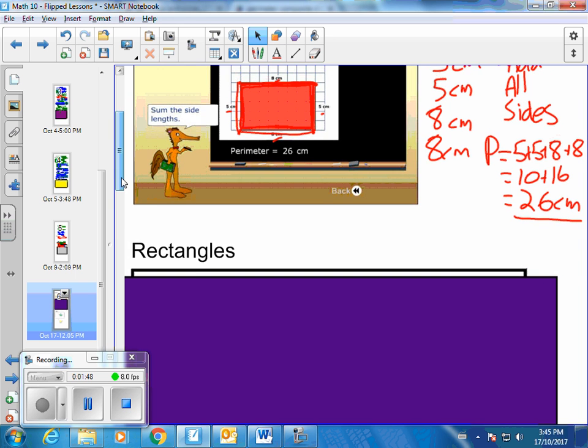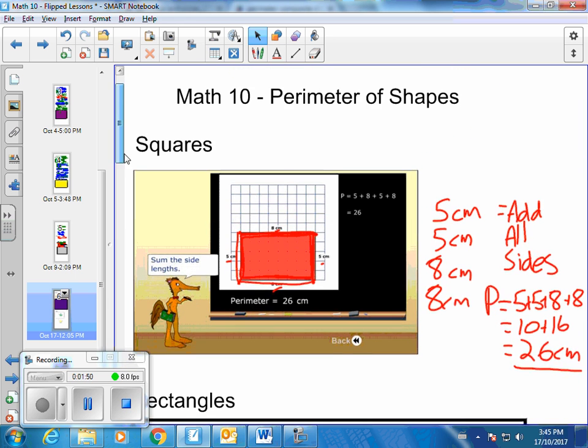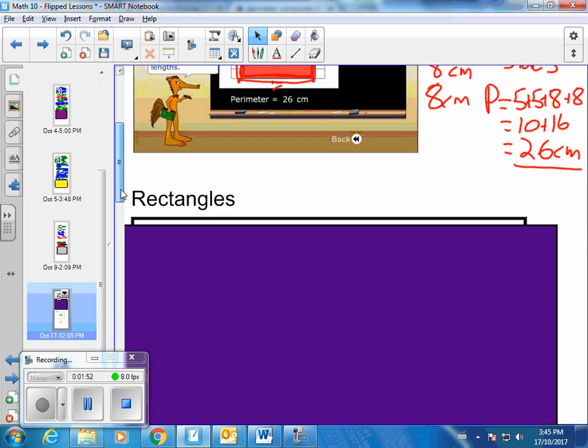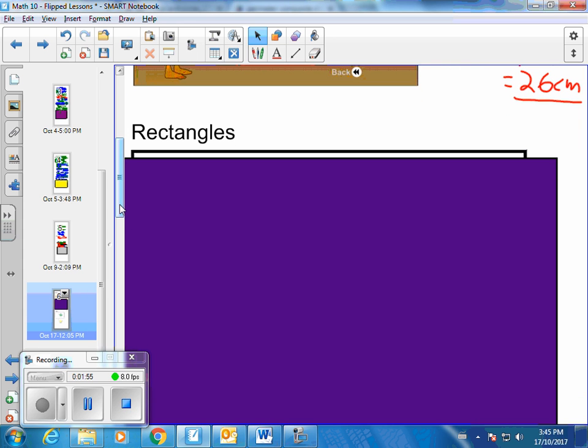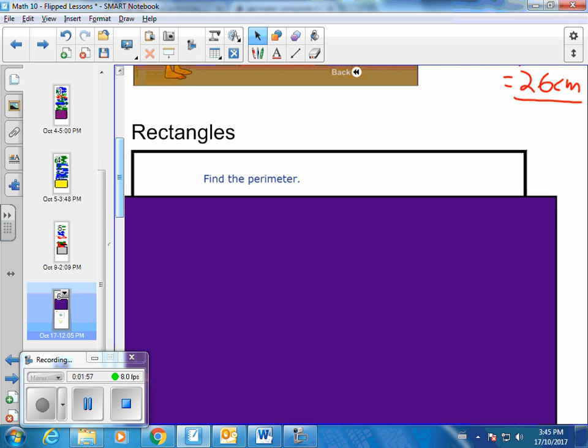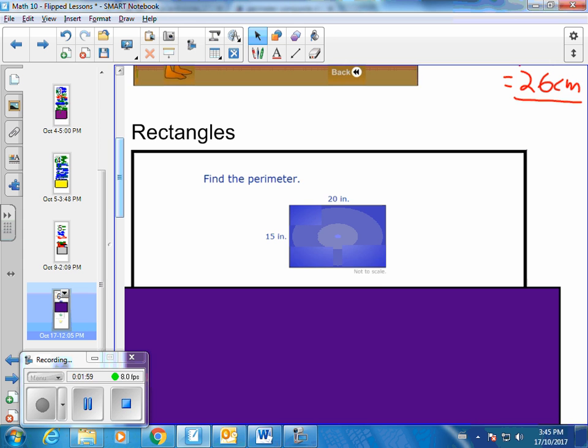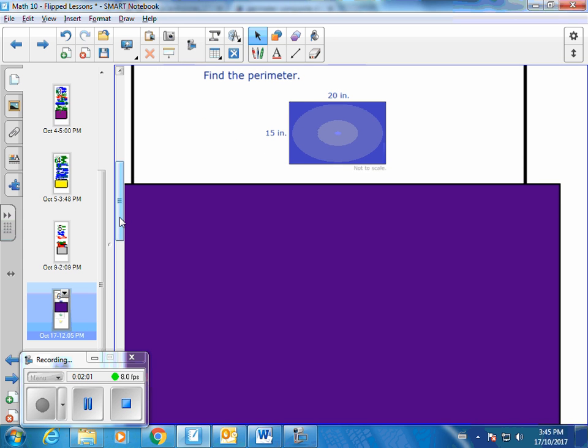Now squares are easy because, and that actually wasn't a square. I'm not sure why they called that example square. It was a rectangle. But rectangles and squares are very similar. The process is not going to change. It's going to be the same.